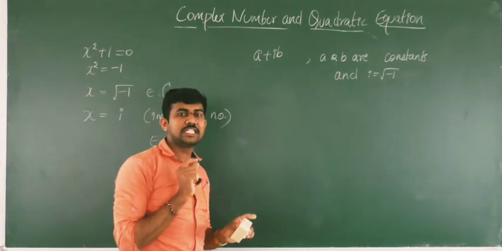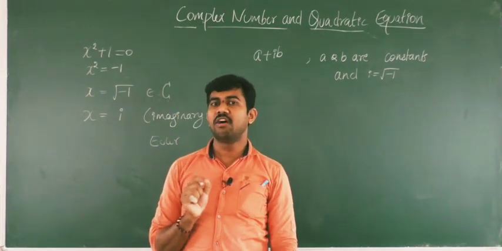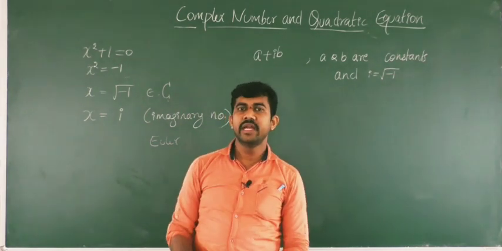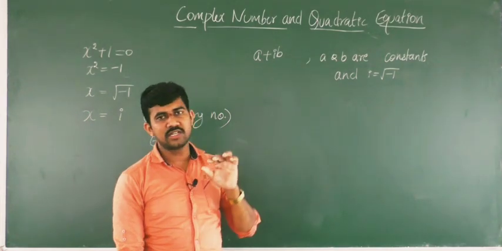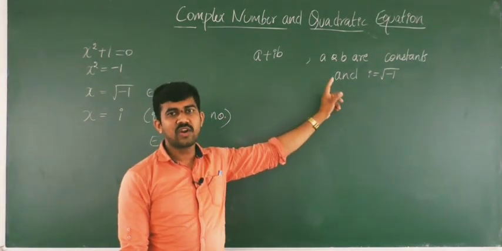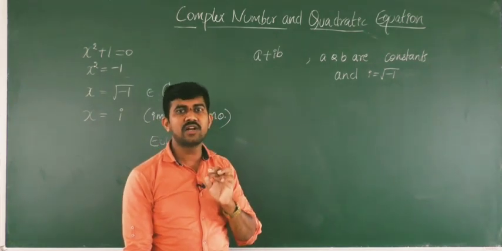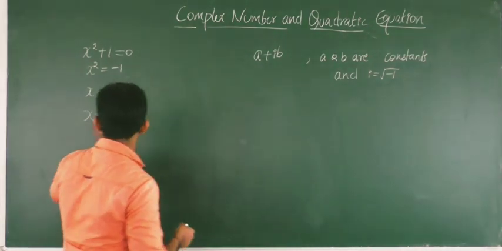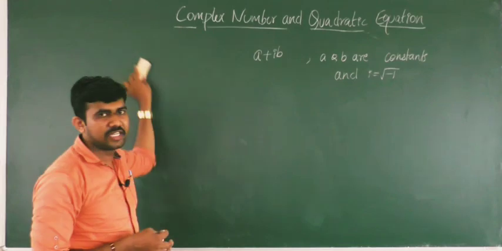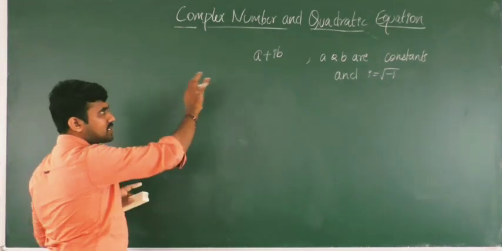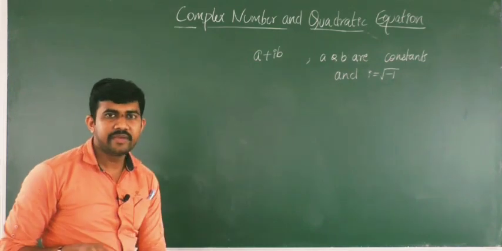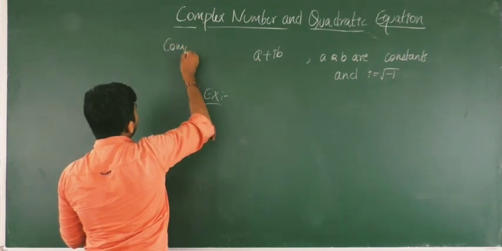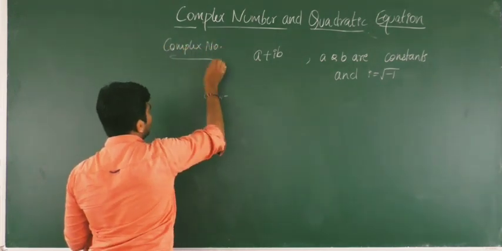So what is the definition of a complex number? A number of the form a plus ib, where a and b are any constants and i is equal to the square root of minus 1, then that number is called a complex number. So the definition you got. We can write it as a plus ib. We can give several examples for complex numbers. Okay, I'll give the example for complex numbers.